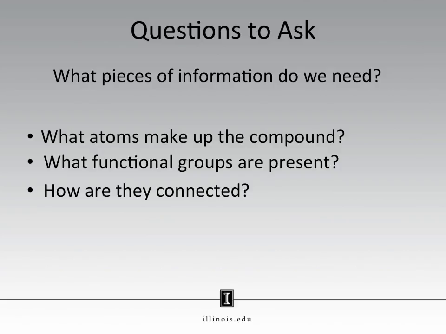Once we have that information, we can then begin trying to see if we can figure out how all of those pieces are connected in order to identify the structure of our unknown compound. In order to gain that information to answer these questions, we use spectroscopy. Today, we are going to see how mass spectroscopy allows us to answer this first question: what atoms make up our mysterious compound?